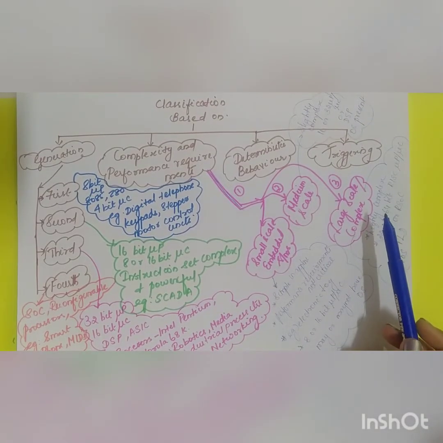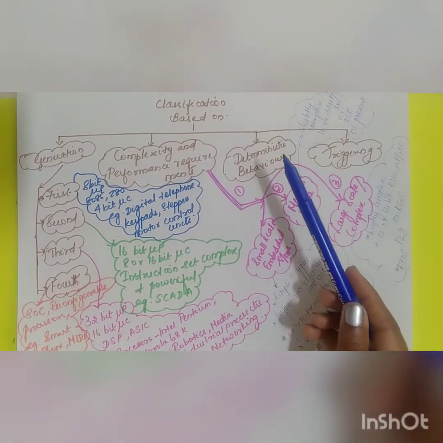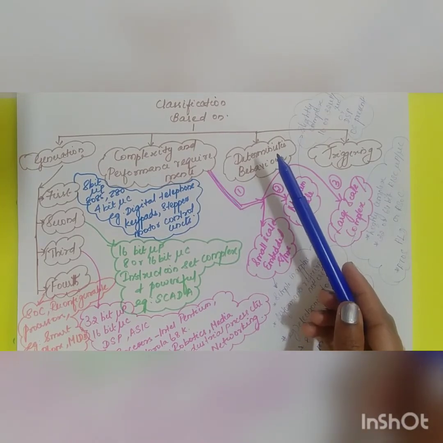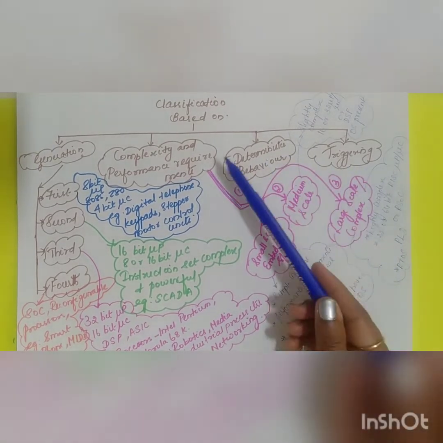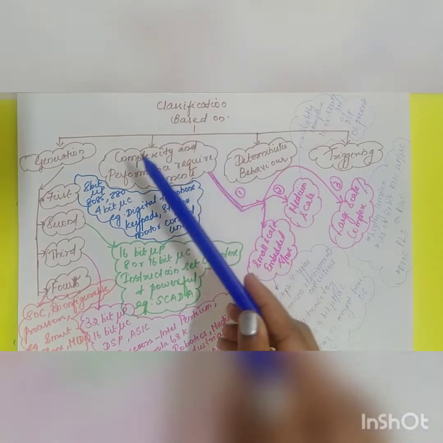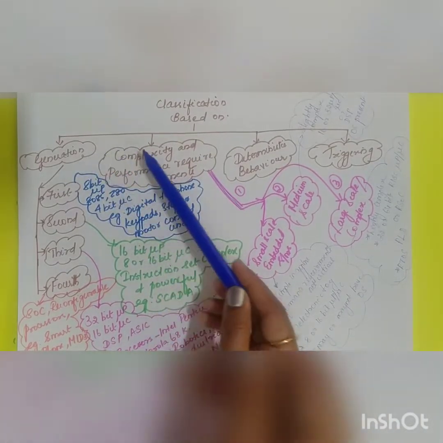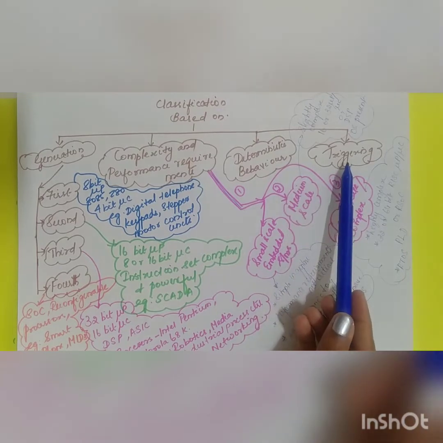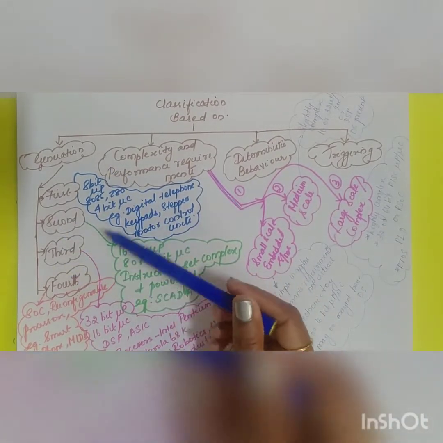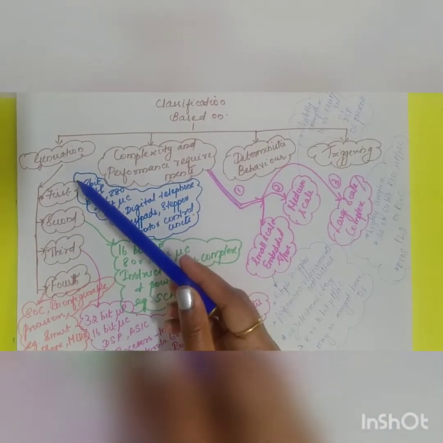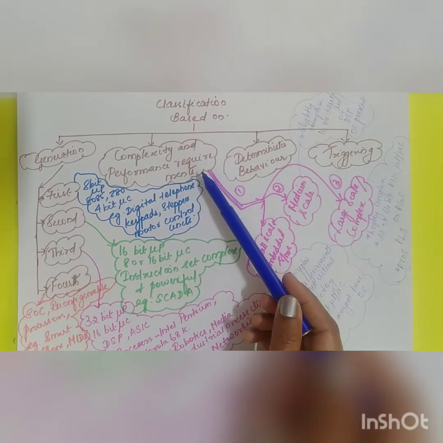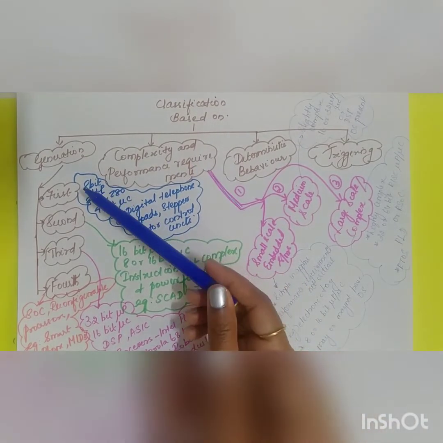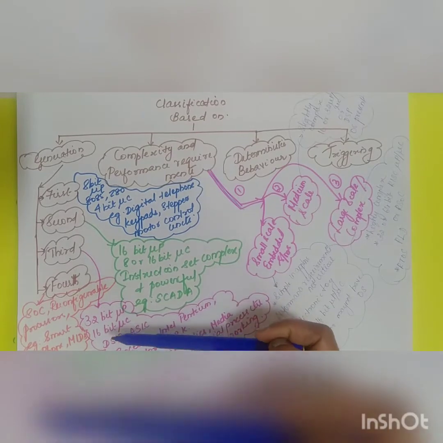The next topic is your classification. Mostly the classification is based on four different categories. The embedded system can be classified based on generation, complexity and performance requirements, deterministic behavior, and triggering. As per your syllabus, you are going to study the first two types, based on generation and complexity and performance requirements. So generation: first, second, third, fourth, and it goes on.